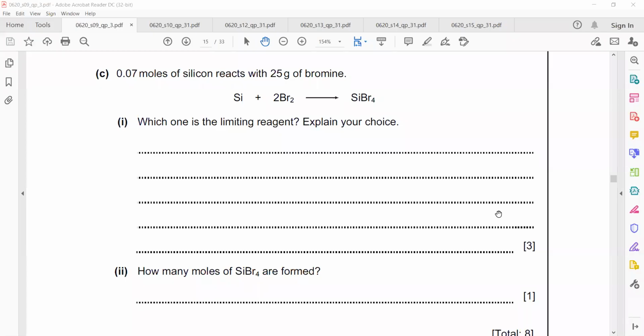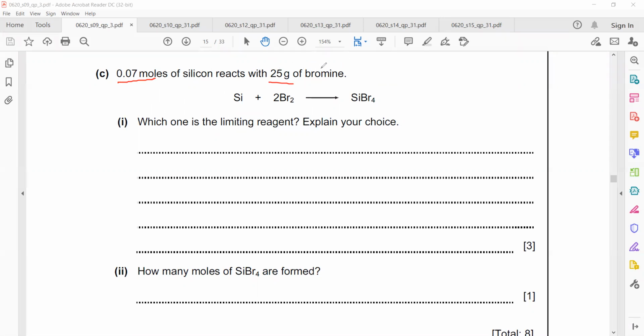So, the continuation of the moles topic. This is the question we were discussing in the last session: which one is a limiting reagent? How do we work out which one is limiting and which one is in excess? To compare them, both should have the same unit. Here silicon is given in moles, but for bromine you have the mass, so it cannot be done like this. It should be in the same unit.